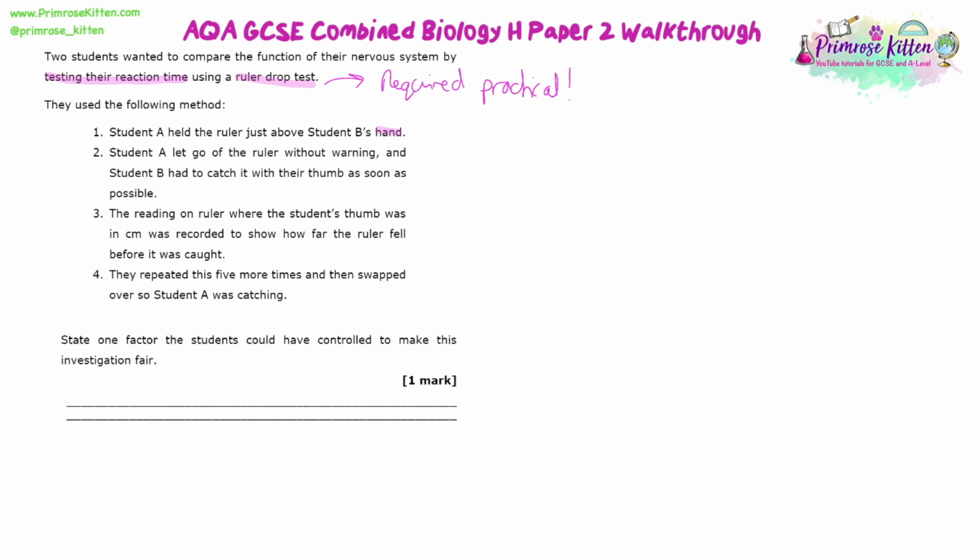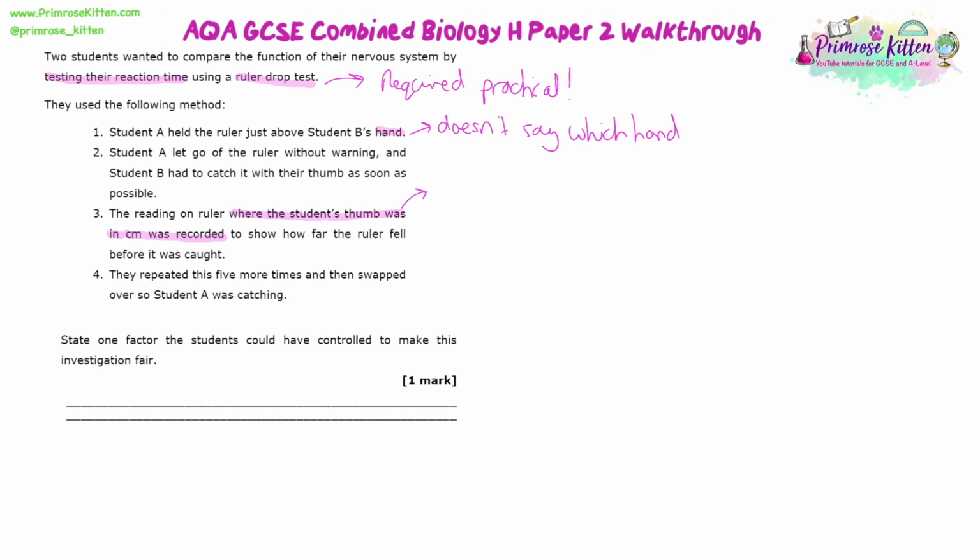Student A held the ruler just above student B's hand. It doesn't say which hand, so that's important, and we'll talk about that as one of the variables in a minute. Student A let go of the ruler without warning, and student B had to catch it with their thumb as soon as possible. The reading on the ruler where the student's thumb was, in centimetres, was recorded to show how far the ruler fell before it was caught. They repeated this 5 more times, then swapped over so student A was catching.